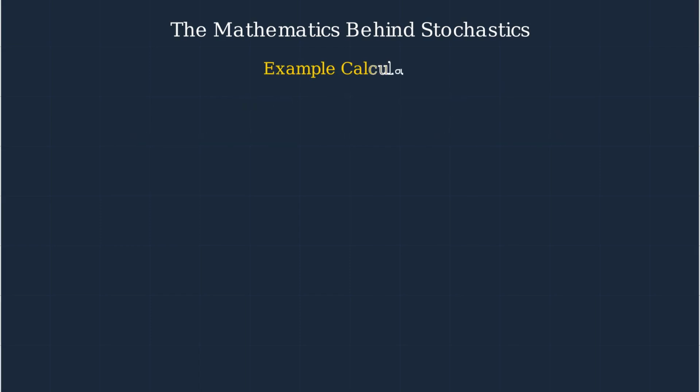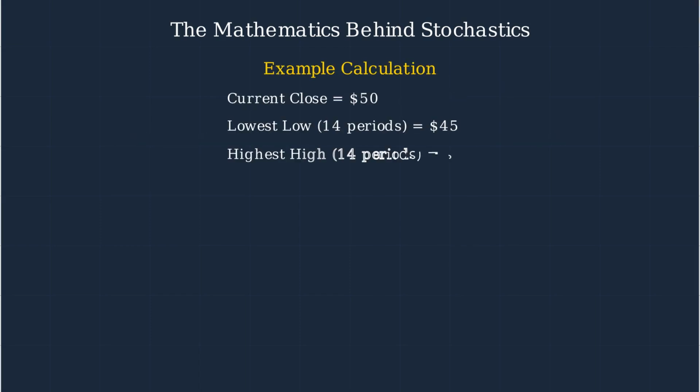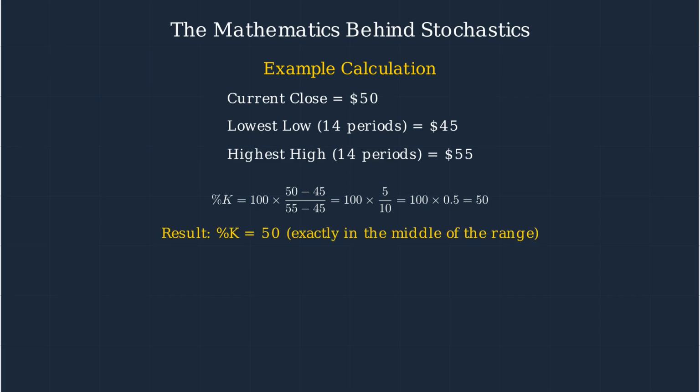Let's work through an example calculation. Say we have a current closing price of $50 with a 14-period lowest low of $45 and a highest high of $55. Plugging these values into our formula, %K equals 100 times (50 minus 45) divided by (55 minus 45). That's 100 times 5 divided by 10, which equals 100 times 0.5, giving us a %K value of 50. This result of 50 indicates that the current price is exactly in the middle of the 14-period range.